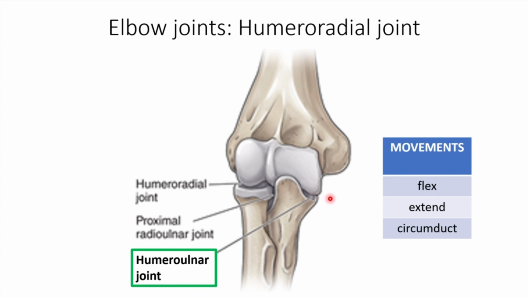If you're wondering how the arm circumducts at the elbow, if you firmly grasp your arm just superior to the elbow and work your forearm in a circular manner, this is the movement of circumduction at the elbow.